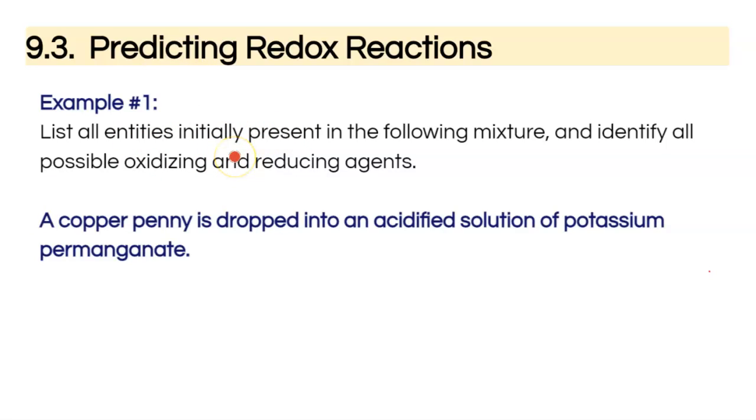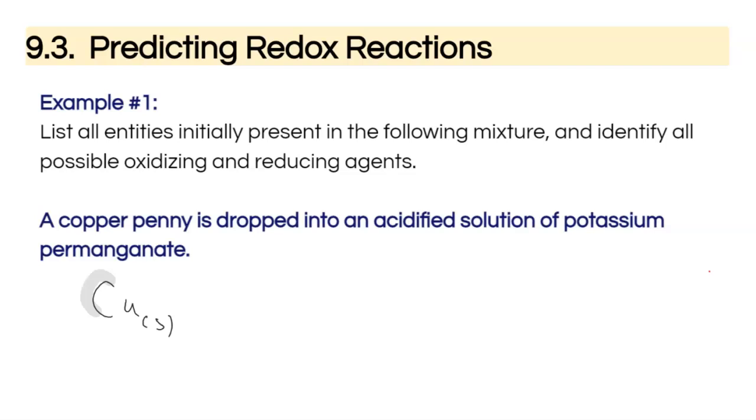So now, let's list all the entities. This is probably the most important component in predicting the spontaneity of reactions. You need to get this right, otherwise you're not going to be able to identify what all the possible oxidizing and reducing agents are to begin with. So I'm reading here copper penny, and a copper penny involves solid copper, and so I'm going to list that. So I have solid copper, just Cu, and that's just solid.